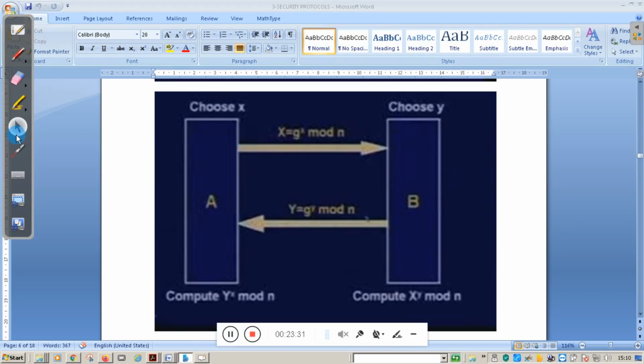The same process is illustrated graphically here. Here you can see user A and B. User A chooses the number x, user B chooses the number y. User A calculates capital X, which is nothing but g raised to power x mod n, and sends that to B. B calculates capital Y, which is nothing but g raised to power y mod n, and sends it to A. Finally A will compute Y^x mod n and B will compute X^y mod n. In this way both will arrive at the same key. So this is one of the very important concepts of key exchange.